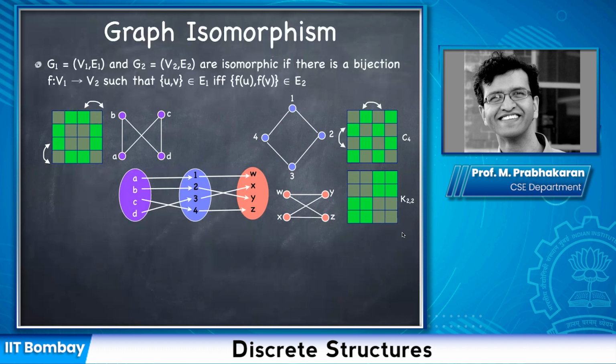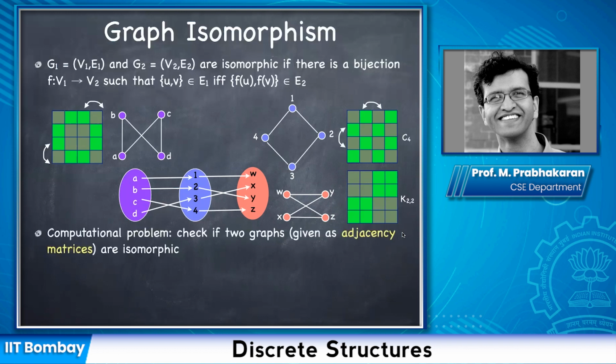So in this case, these are small graphs. It was easy to see that all these different matrices correspond to the same graph. But in general, this becomes a computationally hard problem: to check if two such graphs given as adjacency matrices like this are isomorphic to each other or not.